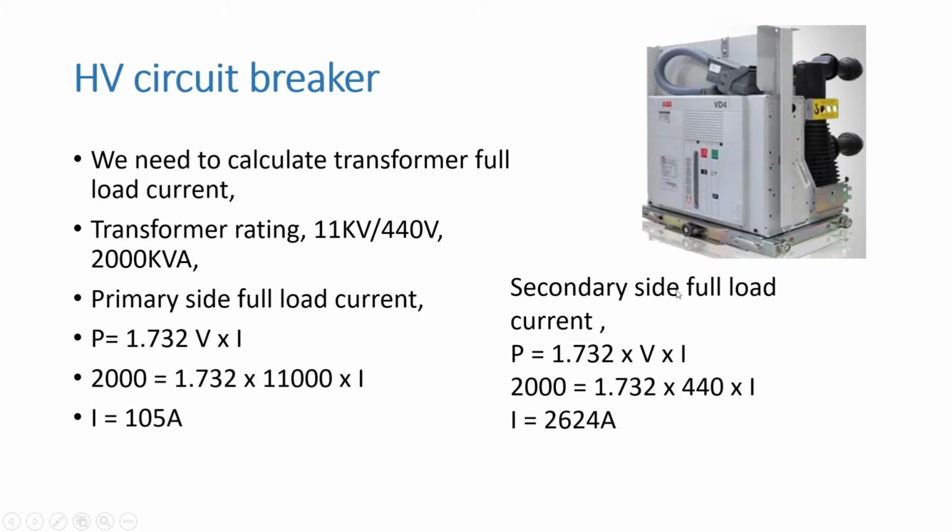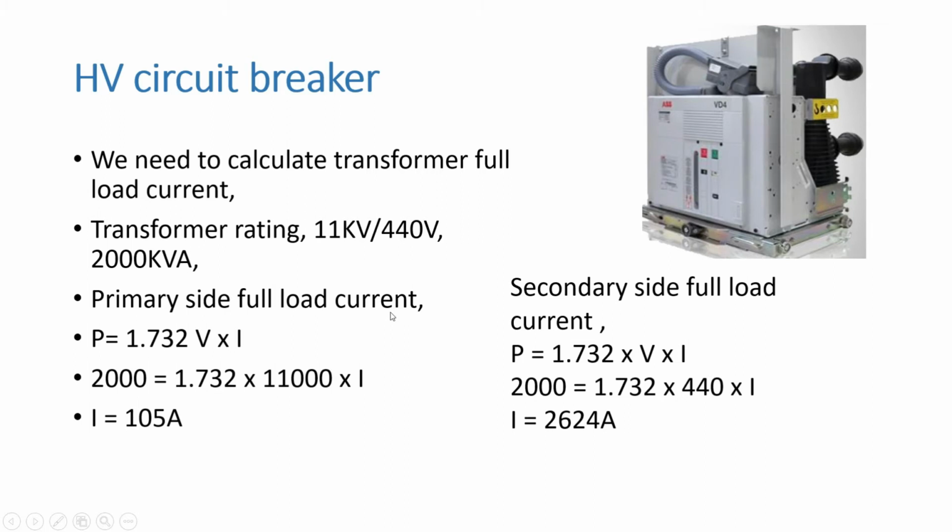Similarly, I will do the secondary side. So for the secondary side full load current, I apply the same 2000 kVA power, 1.732, voltage on the secondary side 440 volt, and current I. So I equals 2624 amperes. So now I know the transformer primary current and secondary current.